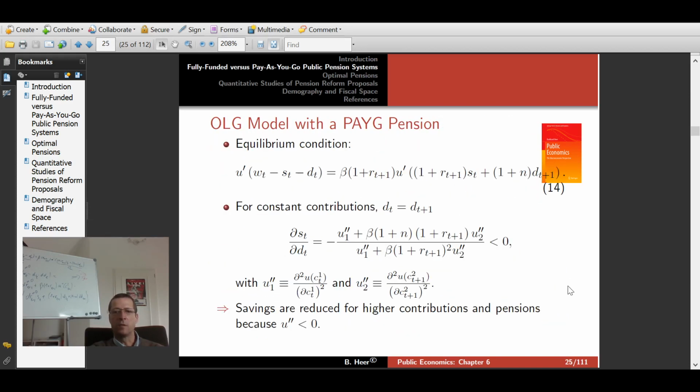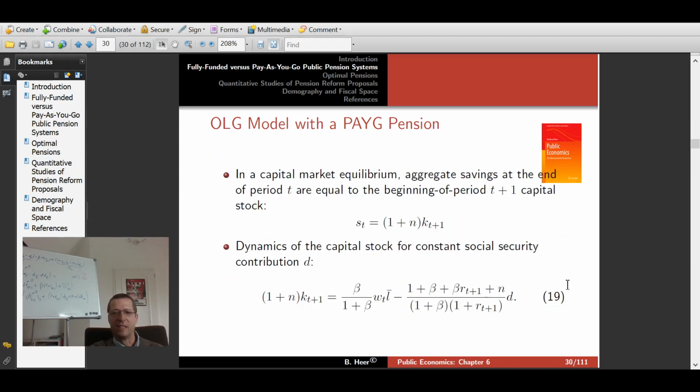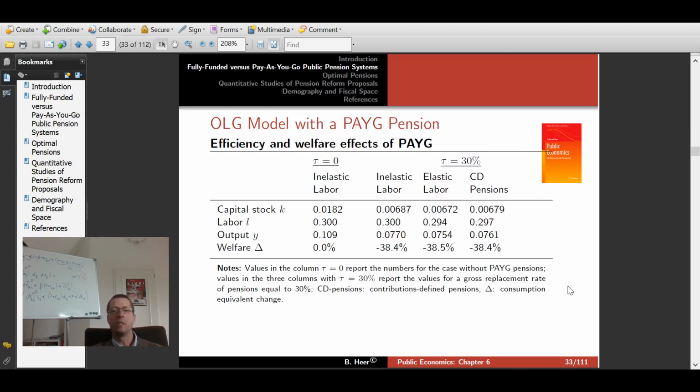If we have the United States in mind, we should set tau equal to a smaller value, let's say 15% or 10%. This would be more realistic. And then we compute the effects of this pay-as-you-go pension system on our savings. Remember, in the fully funded system, there would be no effect. In the pay-as-you-go pension system, we observe that the capital stock falls by 2/3.